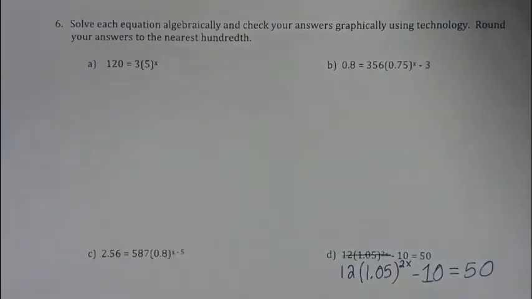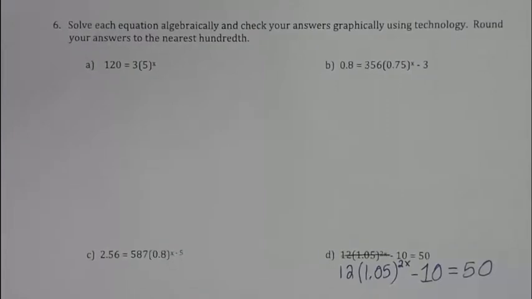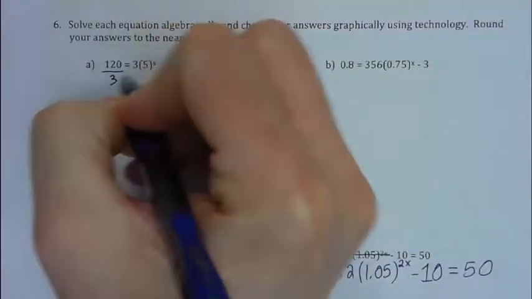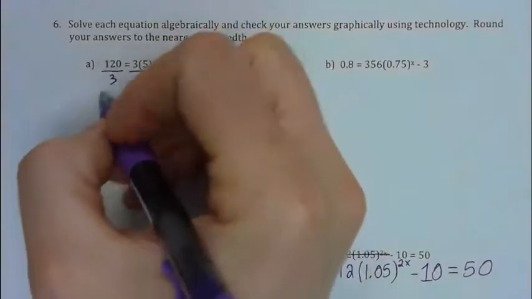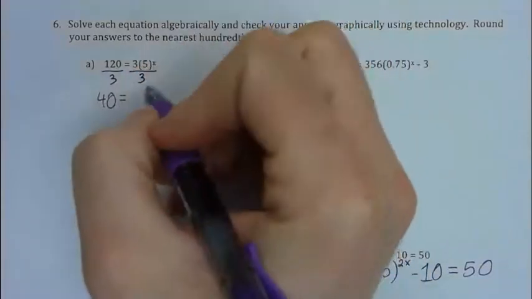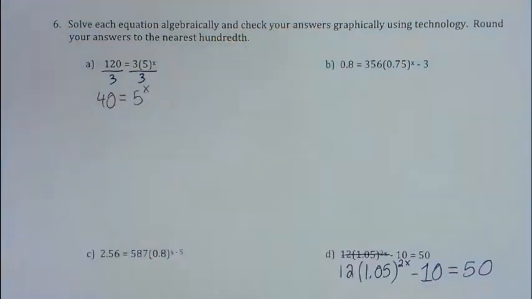We are now looking at some exponential equations that aren't attached to word problems. We are just solving some equations, and we're going to be using logarithms to do it, because remember, we can solve it graphically pretty easily. So we're just going to practice using our logarithm algebra to do this. For our first problem, 6a, we have 120 equals 3 times 5 to the power of x. So I would divide both sides by 3 first, and that means I would have 40 is equal to 5 to the power of x.